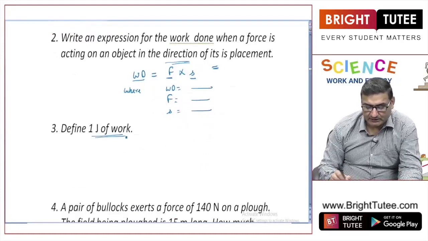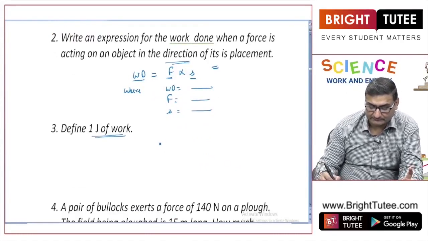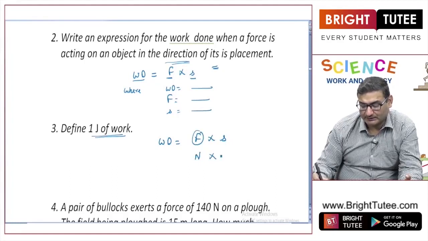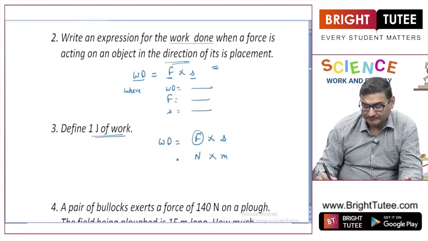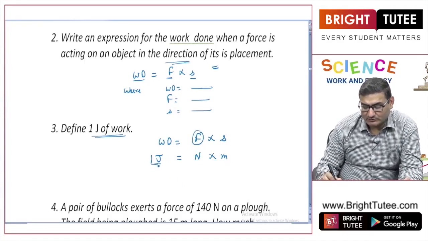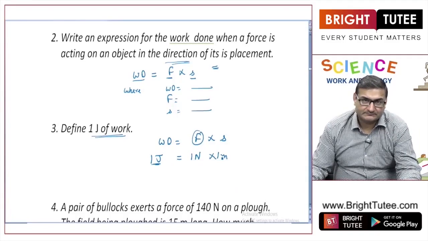Define 1 joule of work. We have already seen that work done is equal to F into S. F has SI unit Newton, S has SI unit meter. So, while defining 1 joule, I will say that 1 joule is the work done when 1 Newton of force is applied on an object and moves it by a distance of 1 meter. Clear?